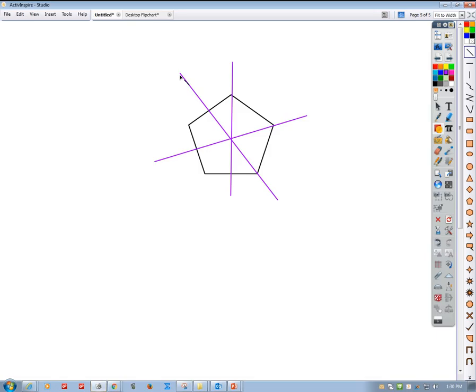So could anybody propose then, for any regular polygon, a square had four, didn't it? What do you think the maximum number of lines of symmetry is for a regular polygon? Number of sides.